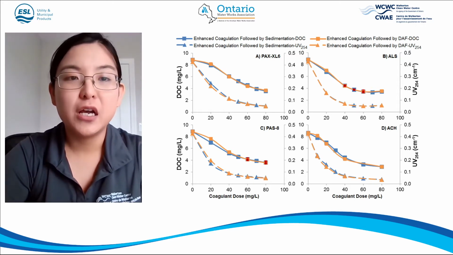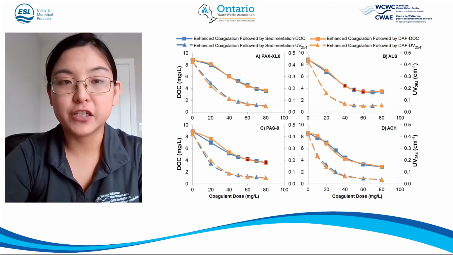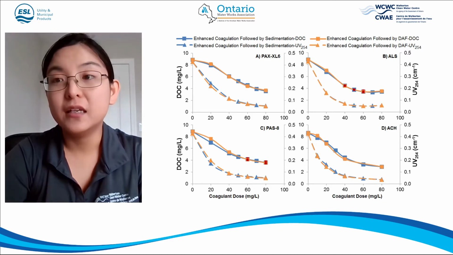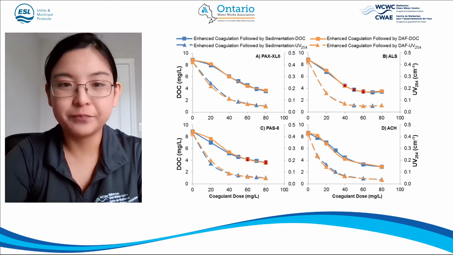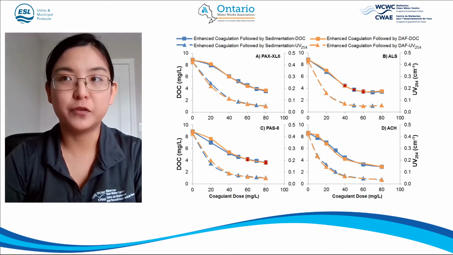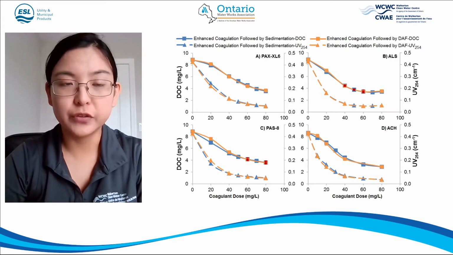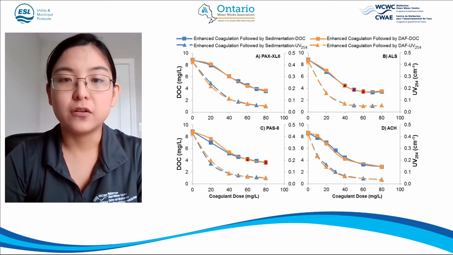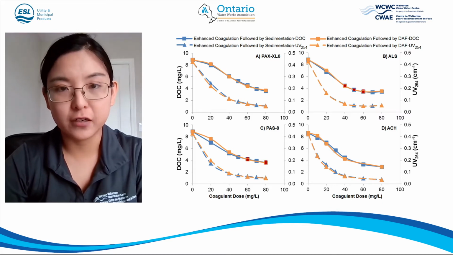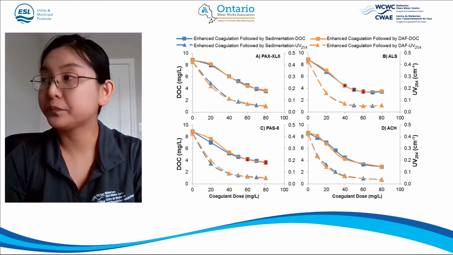So from here, I could tell, by comparing the 2 clarification processes, conventional sedimentation and DAF performed very similarly. So we didn't see the better performance of DAF in cold water in this case. They perform very similarly, and all of the coagulants also perform similarly. They all have their optimal dosage at around 60 milligrams per liter.